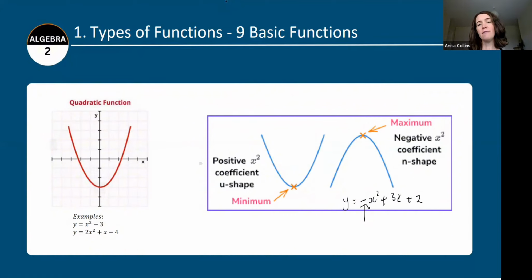So a U-shaped quadratic is going to have a minimum turning point, and an N-shaped quadratic is going to have a maximum turning point. It's never going to have a maximum and a minimum, because where a cubic can do an up, down, up, a quadratic only ever does one turn, like that or like that.